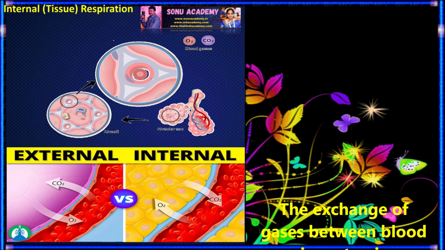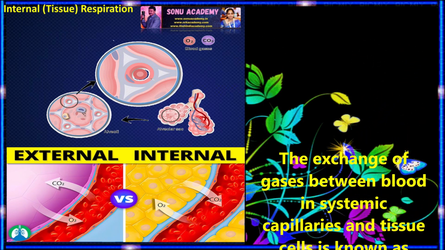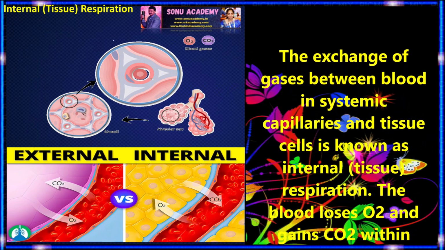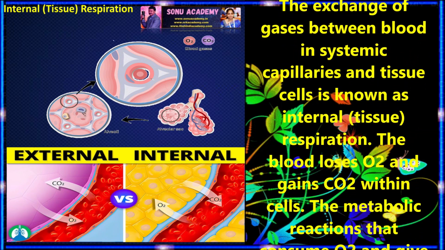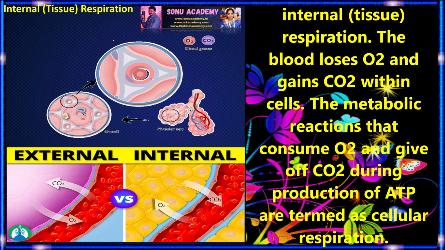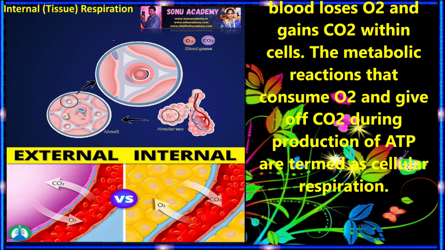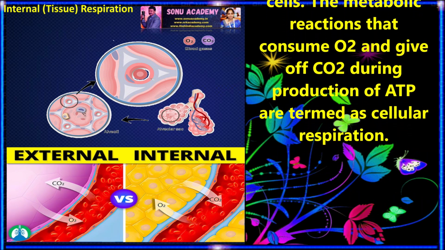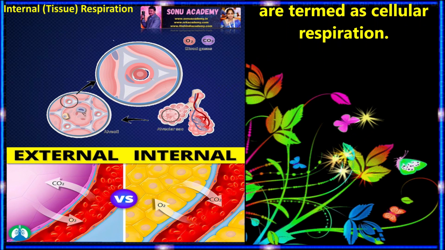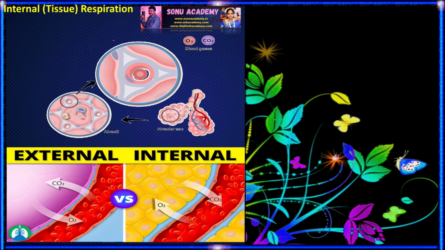Now let us see what is internal respiration. The exchange of gases between blood in systemic capillaries and tissue cells is known as internal tissue respiration. The blood loses oxygen and gains CO2 within cells. The metabolic reactions that consume O2 and give out CO2 during the production of ATP are termed as cellular respiration.